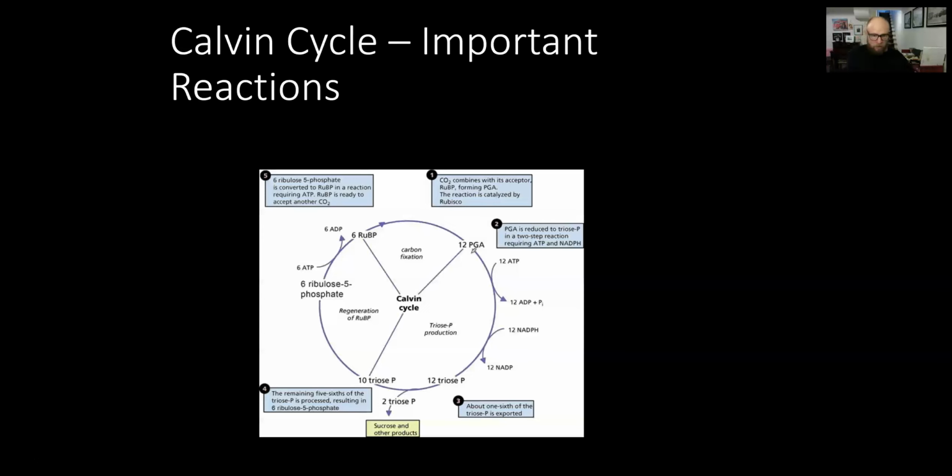A couple important things here. Notice that we've got inputs of ATP. So remember, we've got ATP coming out of the light reactions, and those feed into the Calvin cycle. And then just note here, we'll come back and talk about this, but once ATP releases its energy, it's broken down into ADP and inorganic phosphorus.